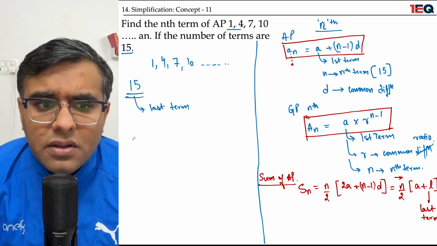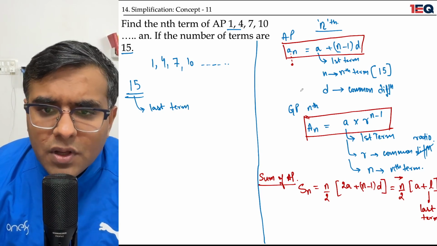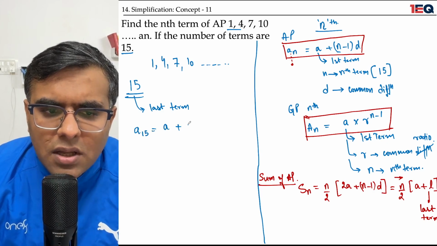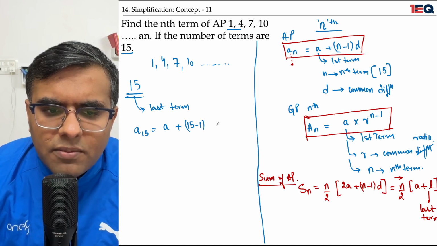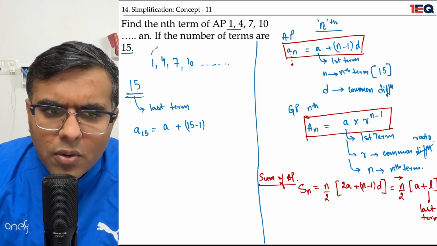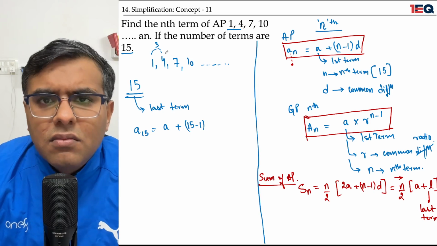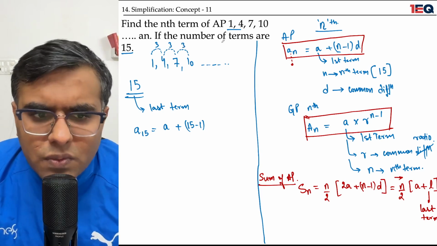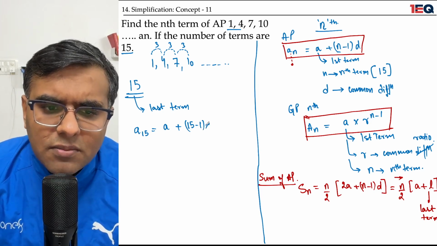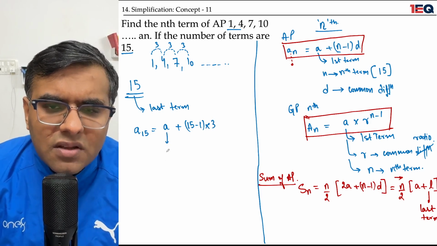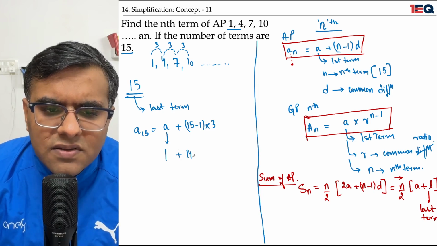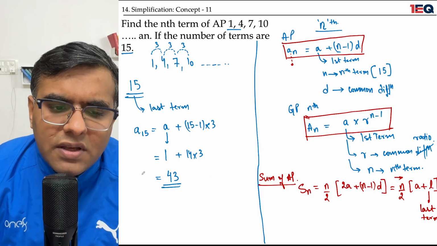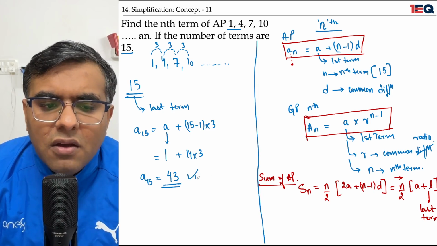If the last term is the 15th term, I would employ that in my formula. The formula here says that A15 is equal to A plus 15 minus 1 multiplied by the common difference, that is D. The common difference over here, as we can see, is 3. Let us verify it one more time. 7 minus 4 is again 3, and 10 minus 7 is again 3. So we can conclude easily that the common difference is nothing but 3. Let's use A as well. A being the first term of the AP is 1. 1 plus 15 minus 1 is 14. 14 multiplied by 3 is 42. So 42 plus 1 is 43. So 43 is my A15, or my 15th term.